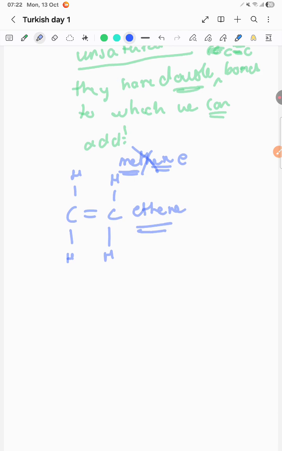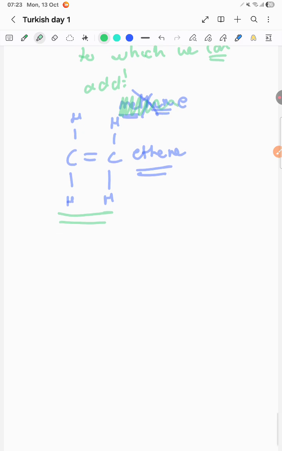Ethene is the simplest one. How do they react? Say, for example, I react it with Br2. What happens to the double bond? The Br2 attacks the double bond, acts on the double bond. The double bond opens up.